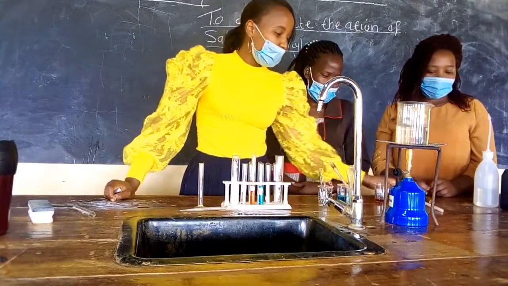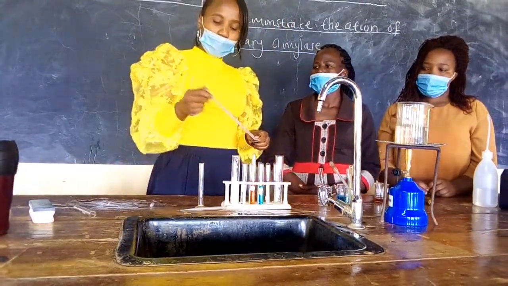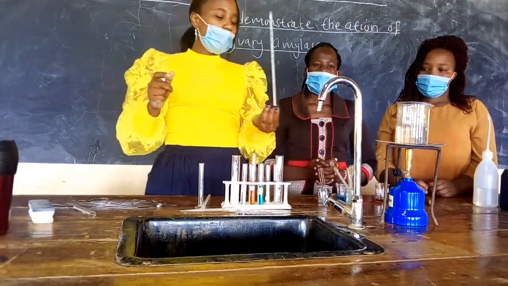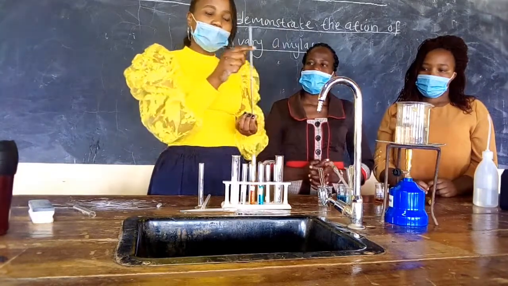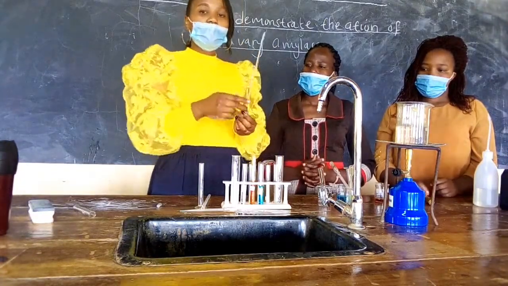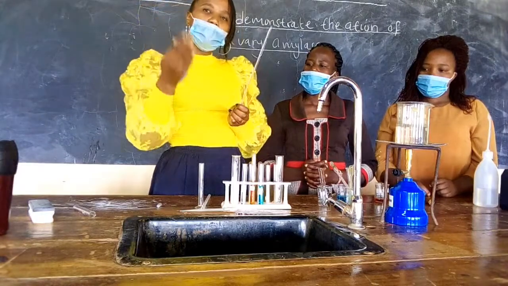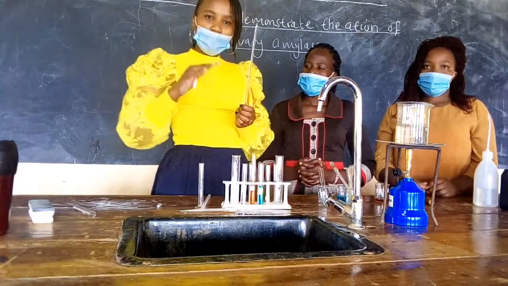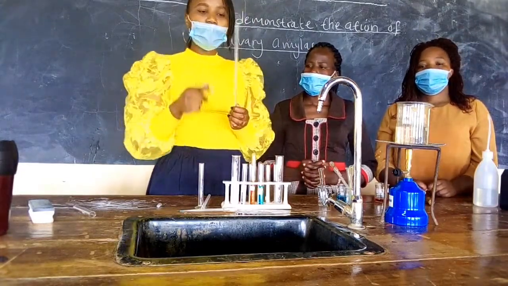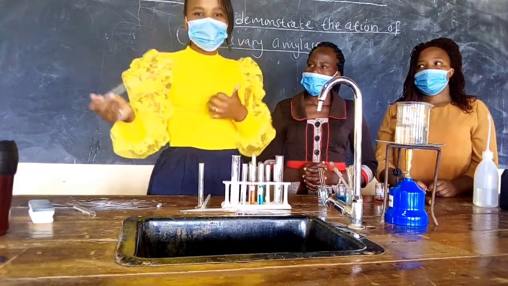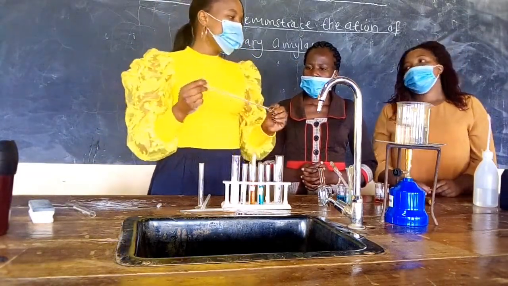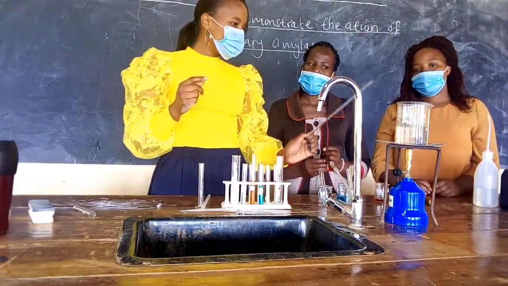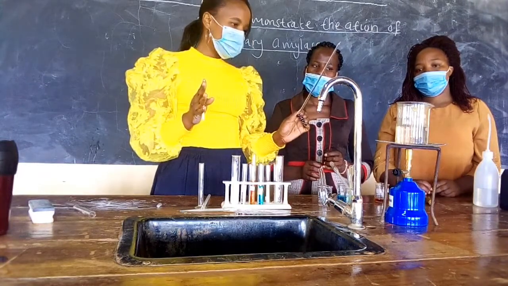But before we do that, we have the thermometer with us. Remember, salivary amylase works best at a temperature of 40 degrees centigrade. If it is more than 40, the amylase will be denatured and destroyed. And if it is way less than 40, it will be deactivated, so it will not work best. So with the help of these wonderful colleagues of mine, we are going to maintain the water at 40 degrees.